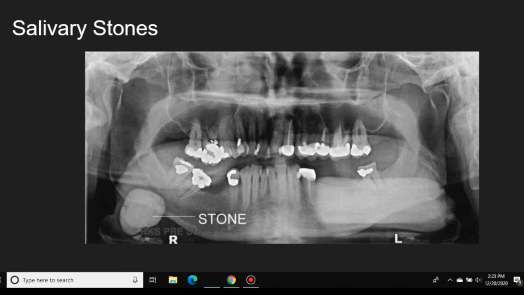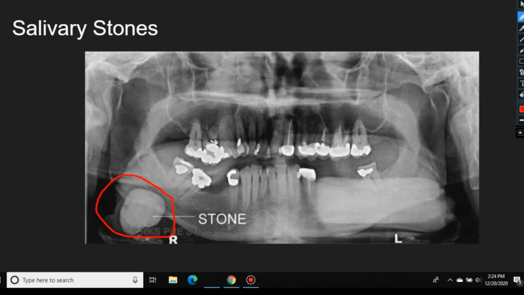If continued to be left untreated, it can lead to inflammation and eventually an infection. And on this image here, this is your salivary stone. A lot of times it's made of calcium. It's just an overabundance of chemicals in the mouth that block up that duct and create that stone.